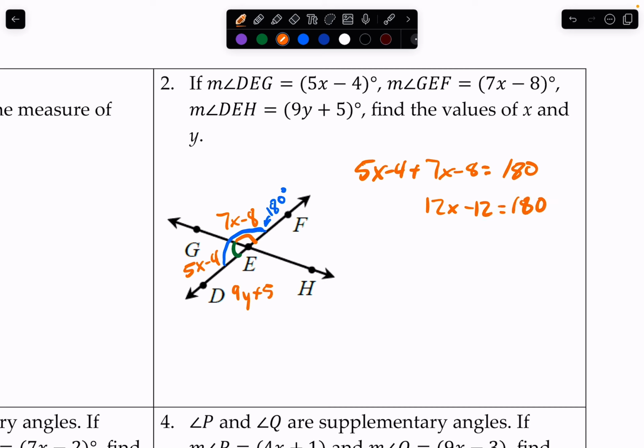We're going to add 12 to both sides. That gets me to 12x equals 192. And I'm going to get my calculator out to figure out what 192 divided by 12 is. And that will give us x.